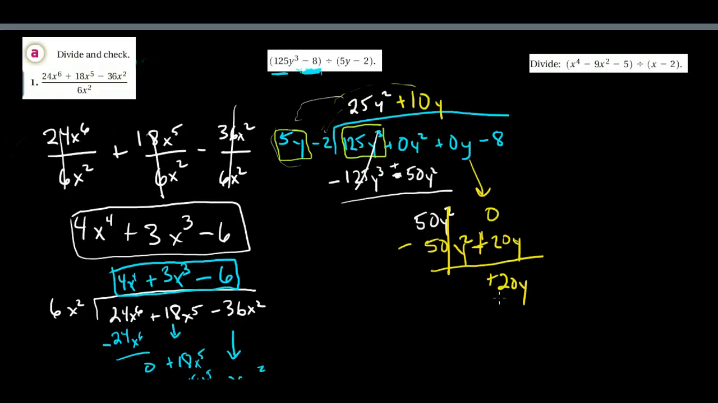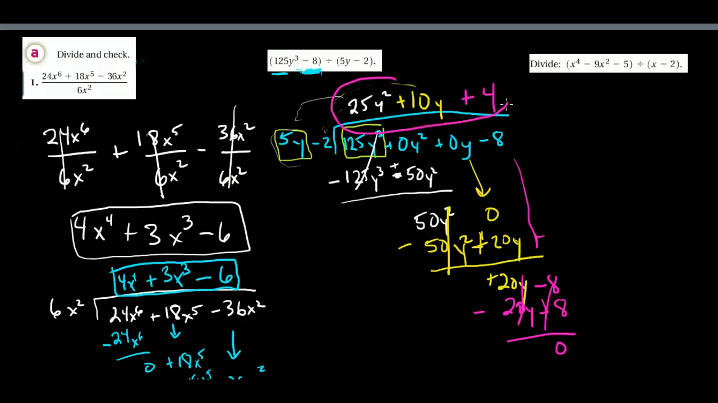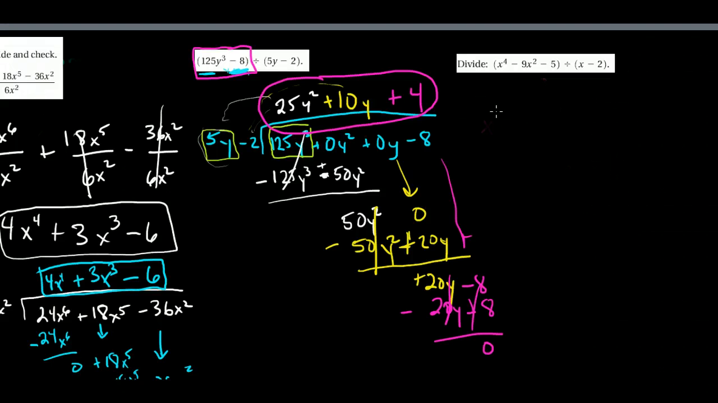Now, I need to know how to get 20y from 5y, and that seems to be plus 4. So 4 times 5y is 20y, oh, I have to bring this down, don't I? I have to bring down the minus 8. 4 times 5y is 20y, and 4 times a negative 2 is minus 8. Oh, cool. And when I subtract, I change my signs. Both of those cancel. And again, I have a 0 remainder. So look at that. That is my quotient.